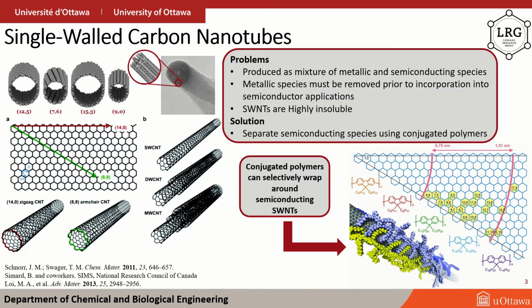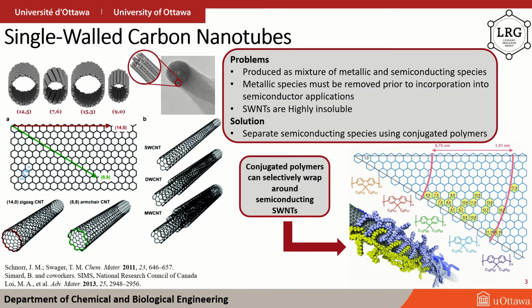Unfortunately, though, all synthetic pathways result in carbon nanotubes with different diameters and different chiralities, resulting in carbon nanotubes being either semiconducting or metallic in nature. This is problematic for certain device applications. Metallic nanotubes are detrimental to semiconducting applications and will short-circuit devices. Furthermore, carbon nanotubes are highly insoluble.